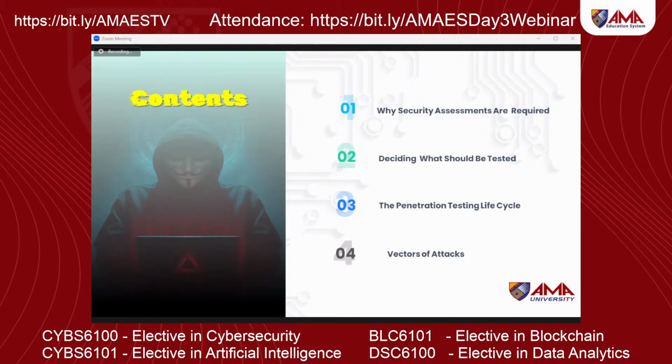Okay, so ito yung mga contents natin for today's topic. So number 1 is why security assessments are required. And then number 2, deciding what should be tested. 3 is the penetration testing life cycle. And 4 is the vectors of attacks.